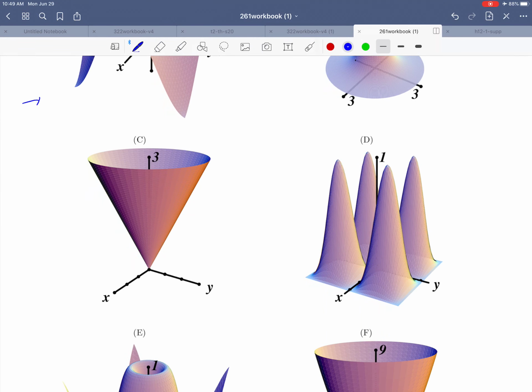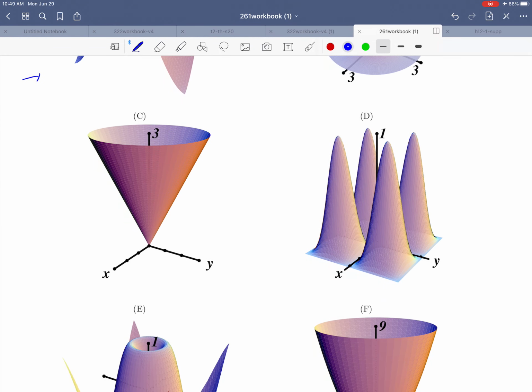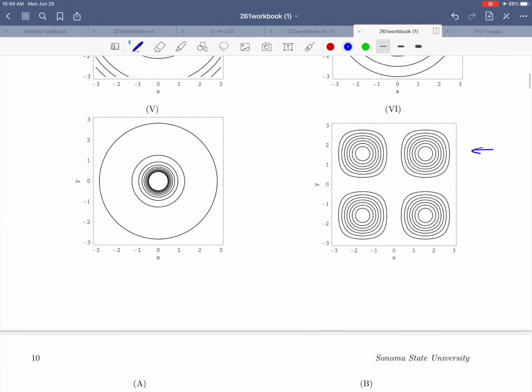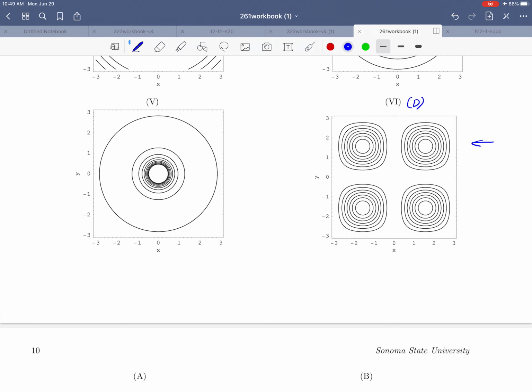If you take a glance at these graphs, this one looks promising because if you took a constant value of z and sliced through this surface, you're going to get a circle for every one of these peaks that you see here. So that's some pretty good evidence that surface D actually goes with contour plot 6 on the previous page. We'll go up and match 6 with D up here. That seems promising. That match looks to be reasonable from what we're seeing.